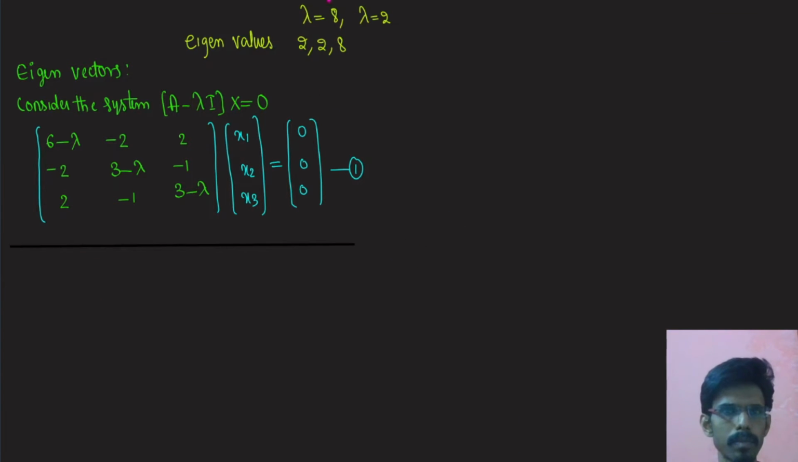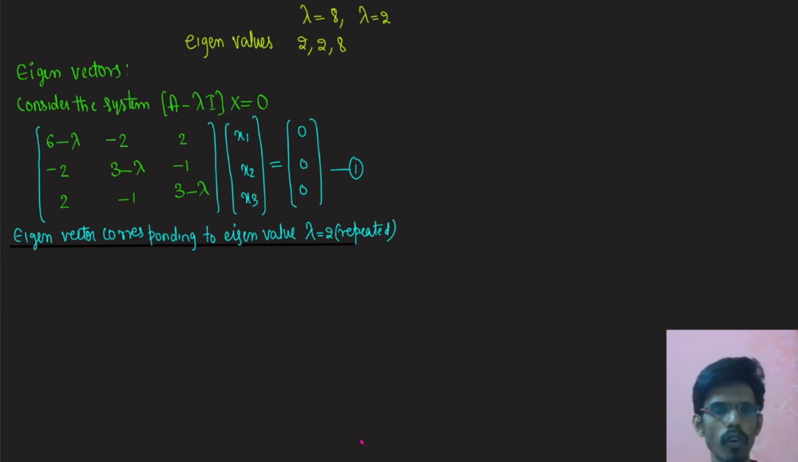Now I'll take the eigenvector corresponding to eigenvalue lambda equal to 2. Here 2 is repeated twice. So for the repeated eigenvalue, I am going to find the eigenvector. Now put this lambda equal to 2 in equation 1.